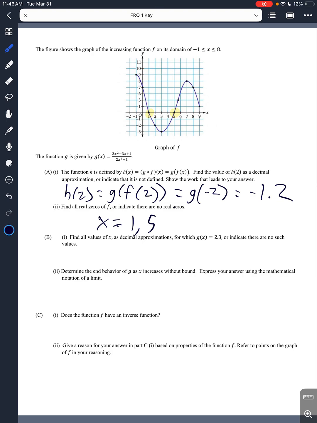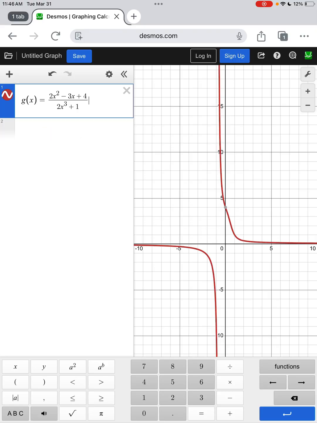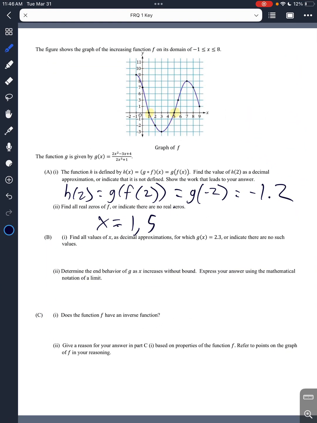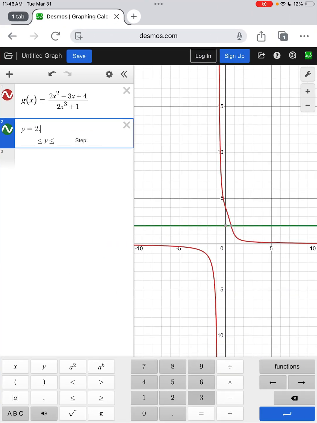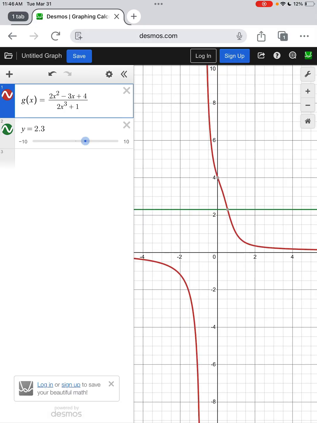Okay, B1. Find all real values of x as decimal approximations for which g of x is 2.3. This is also a fairly easy question. So g of x equals 2.3. We're going to do that using Desmos. So g of x, that's our output. That's our y. So I'm going to say y equals 2.3. And when I do that, we'll see there's a line that pops up on the screen. If we click on the intersection of the line and our graph, that will give us our answer.